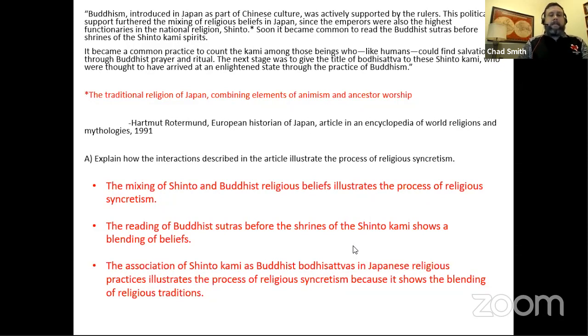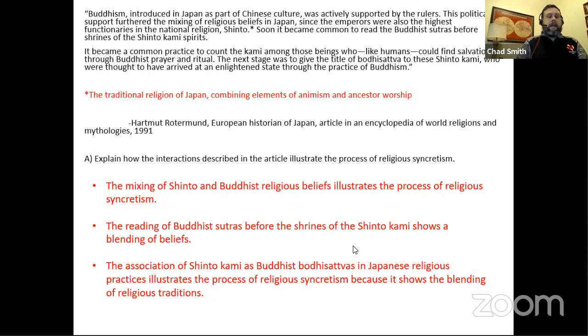One possible correct answer is the mixing of Shinto and Buddhist religious beliefs illustrates the process of religious syncretism. Buddhism is a religion that originally was created in South Asia or India, and over the course of the Silk Roads traveled and became very popular in China. But through Japanese actively seeking out Chinese cultural influence, Buddhism also became popular in Japan. Shintoism, however, was a native Japanese religious belief. And so the combined elements of Shintoism and Buddhism are examples. A more specific answer would be to say the reading of the Buddhist sutras before the shrines of the Shinto kami. That is a more specific way of answering the question.